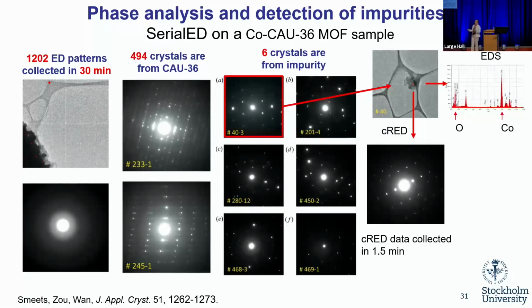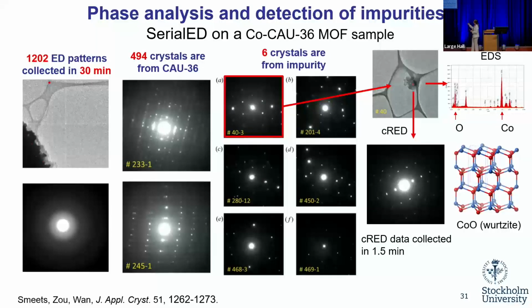And I would also like to mention that with electron microscopy, you can also study the chemical compositions on the same crystal. And so it turns out this is just a precursor of the sample.